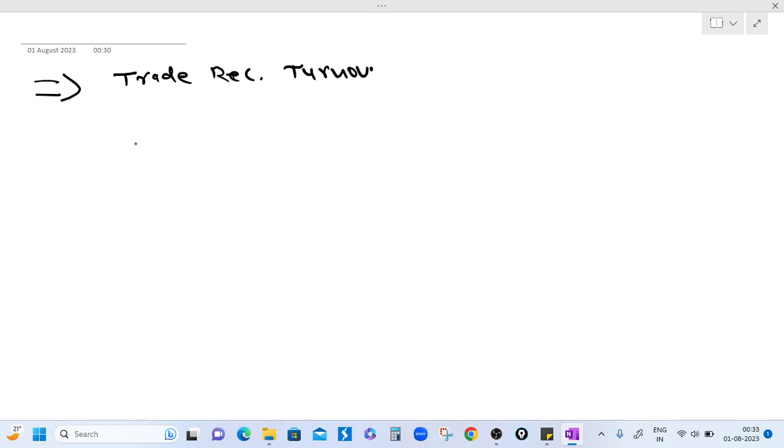Hi everyone. So today we will understand what the trade receivable turnover ratio is. Okay. So we will understand the trade receivable turnover ratios. First we will understand what this ratio is, the meaning of this ratio.